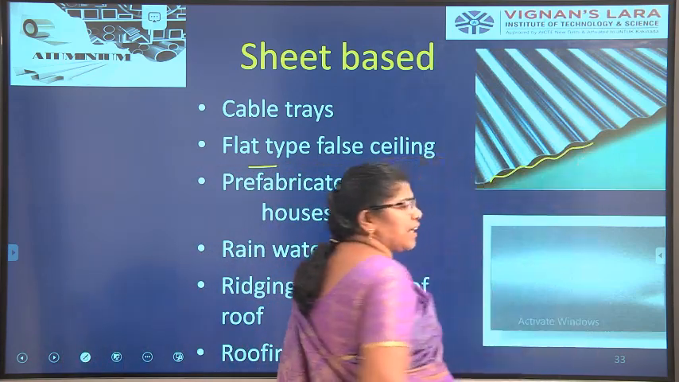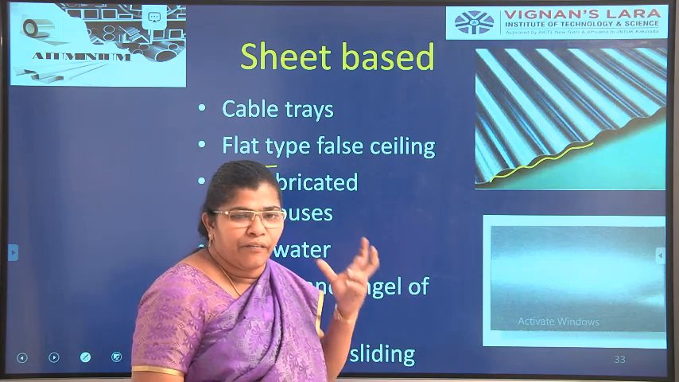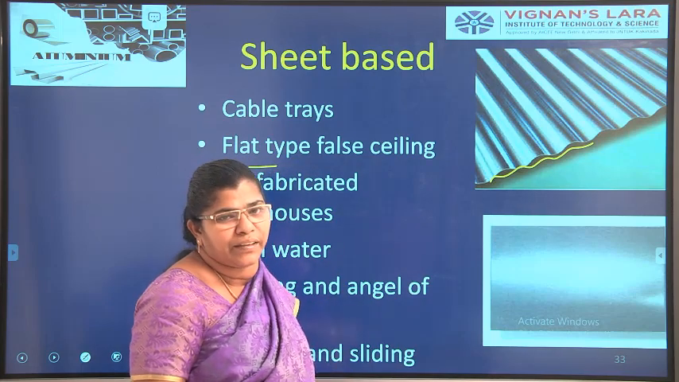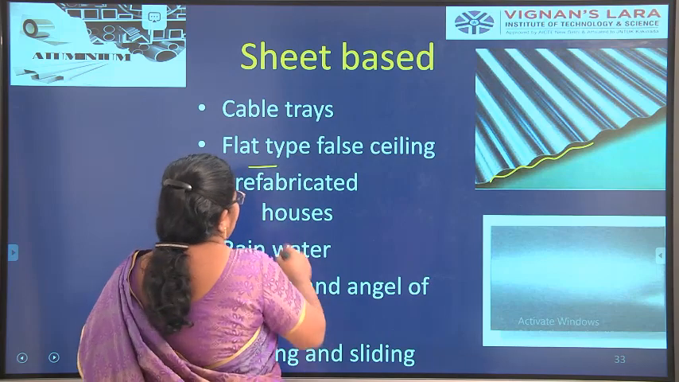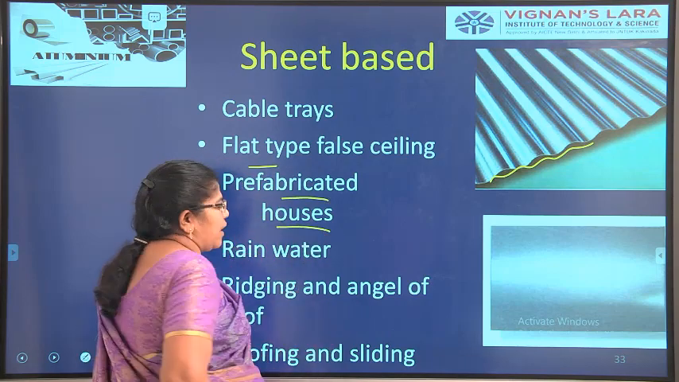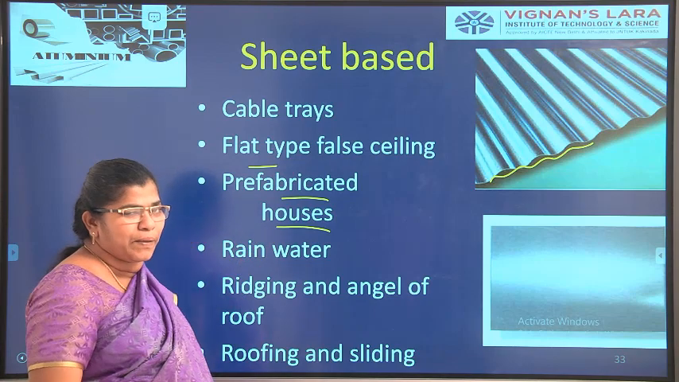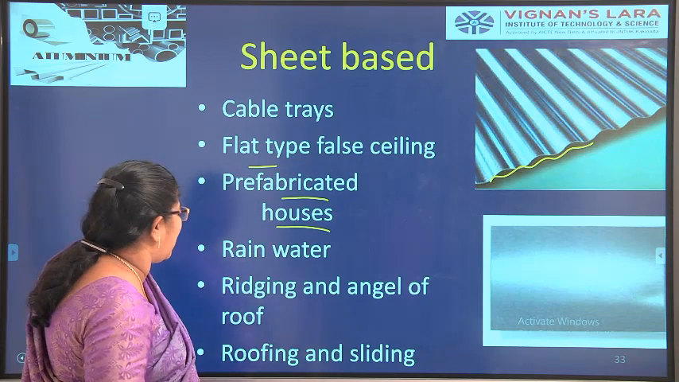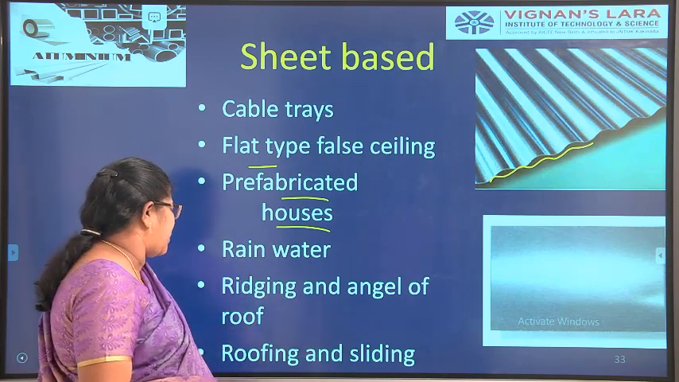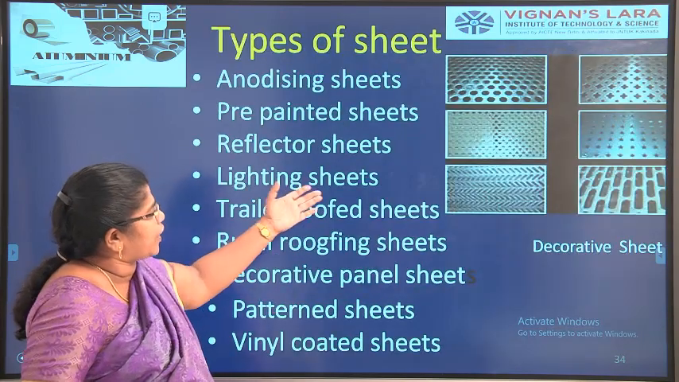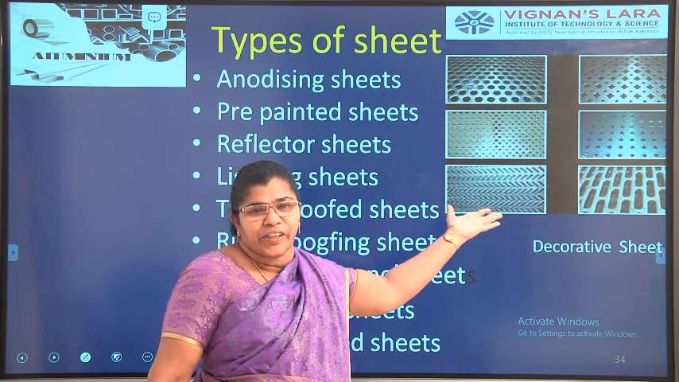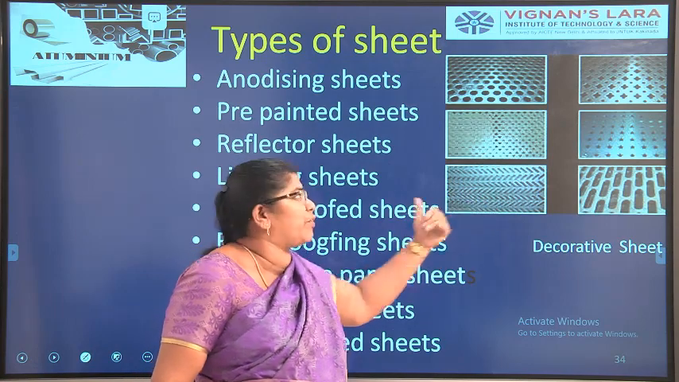If you are going for GI steel, it will be very heavy, but you can go for aluminum. Most industrial sheds are made up of aluminum sheeting, and these are prefabricated houses, right? So the house can already be built using aluminum. It can be shifted, and used for rainwater, ridging, and angle proof and roofing. All these things we can see one by one. So we can have these decorative sheets, and we can fix them anywhere we want.